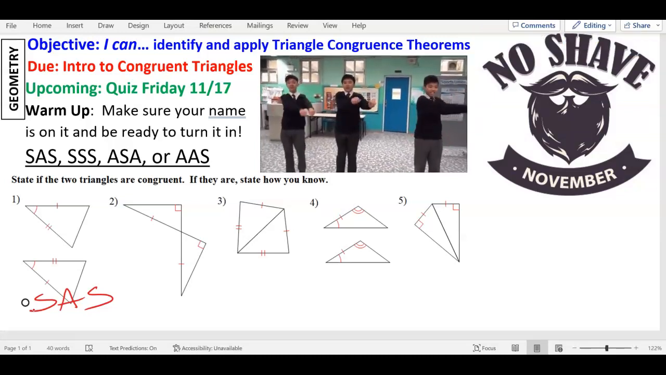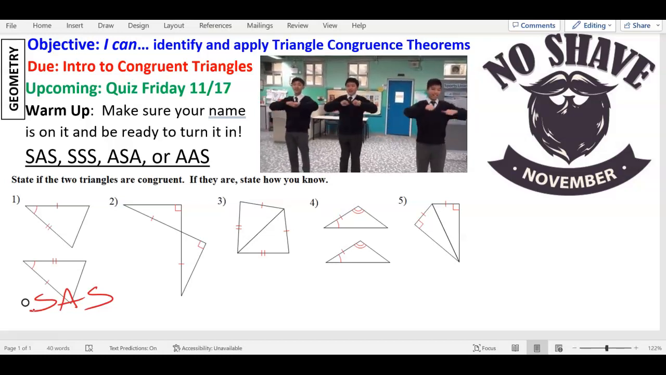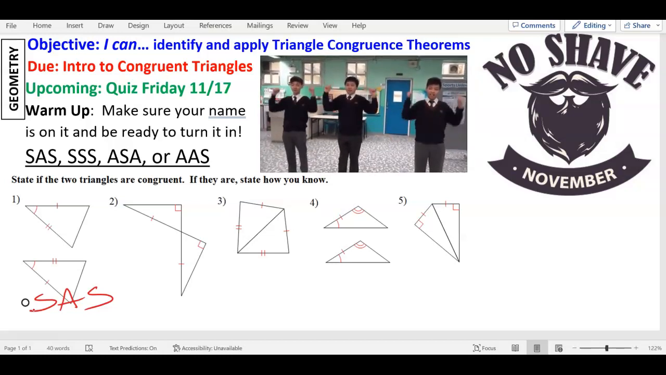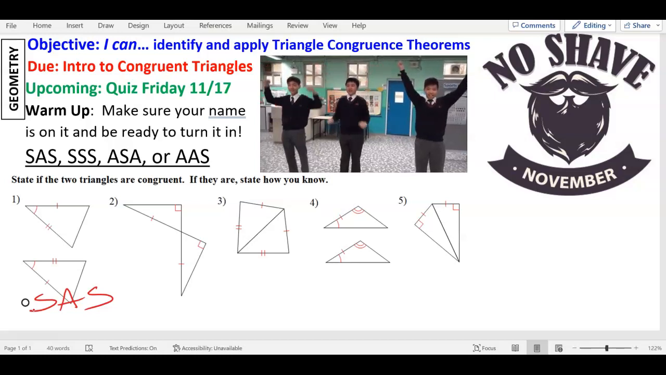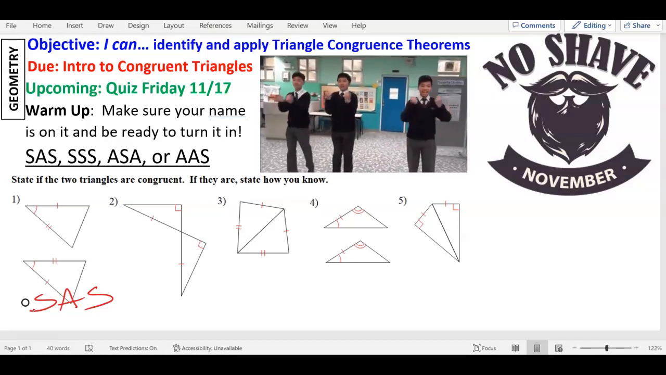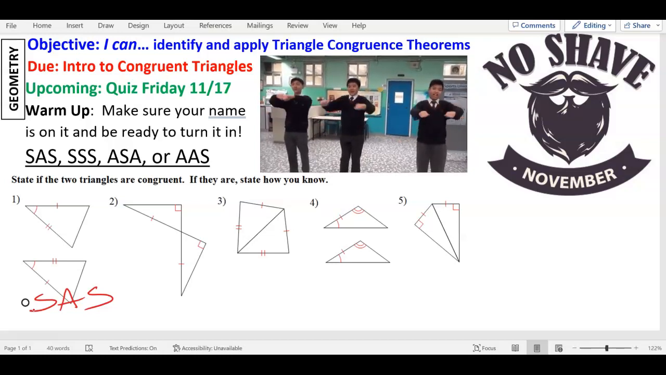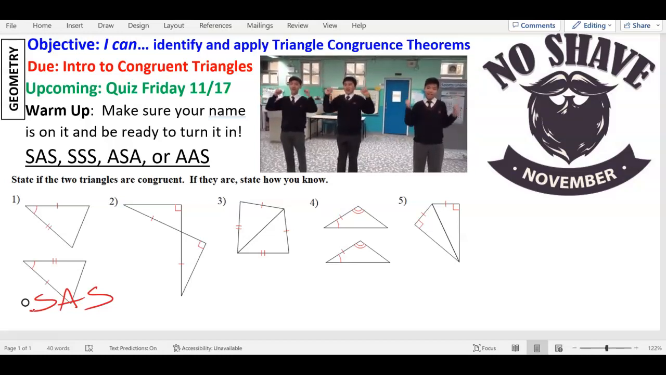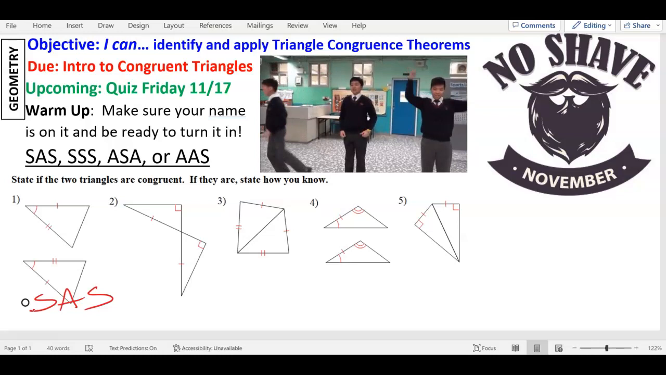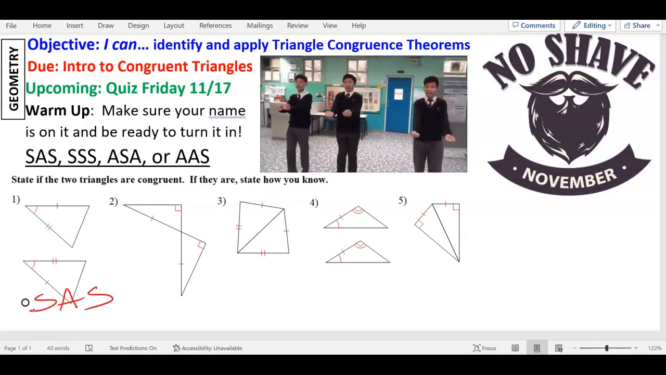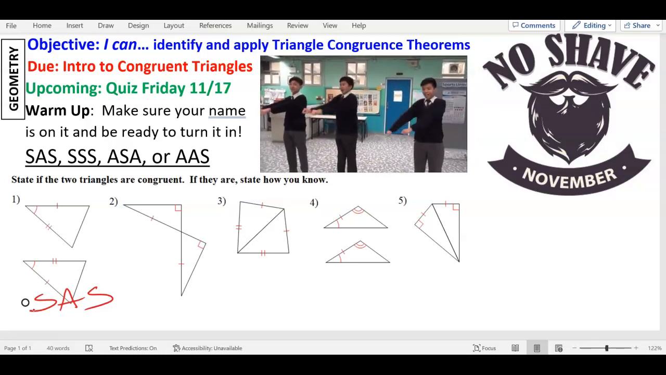Number 2, now, we learned this yesterday. So again, I want to make sure you understand this. When you see an X, okay, they make vertical angles, and you need to put an arc there, okay? So again, you see an X, put an arc here, and an arc here. So it looks like this.